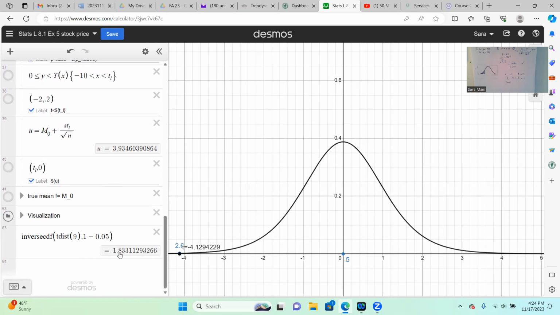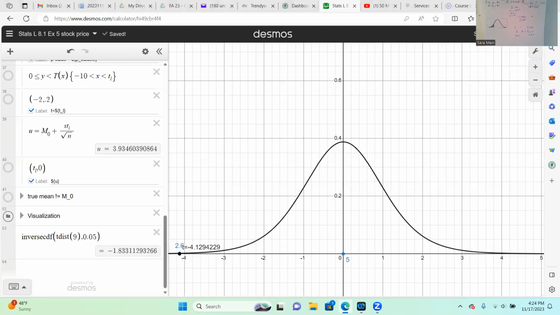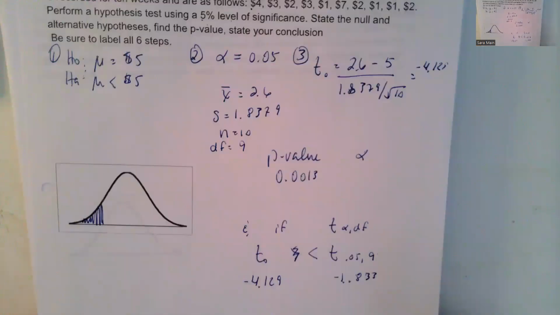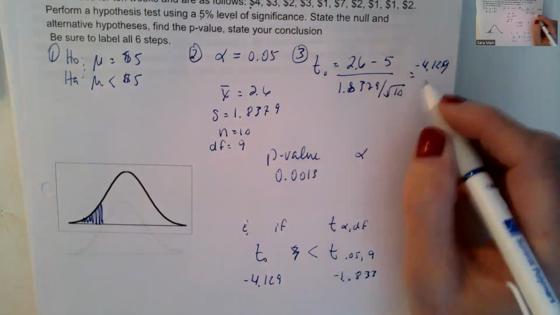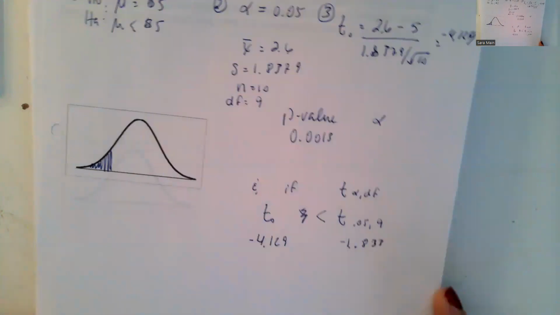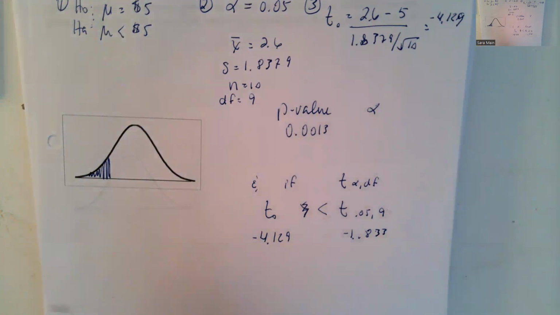And we can go down and find our critical t-value. It's the same as what we used before, except it's a negative because we're on the left-hand side. So it's a negative 1.833. Let's go back to our table here on our paper. There, I recorded our test statistic, negative 4.129. And let's look at our danger zone here.